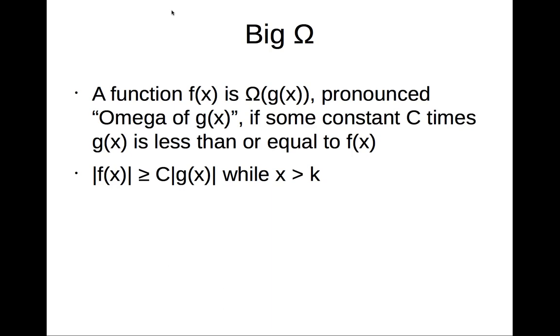So in this case, g of x will always be less than f of x, or f of x will be the dominant function. So you can always think of it as a lower bound to the function.